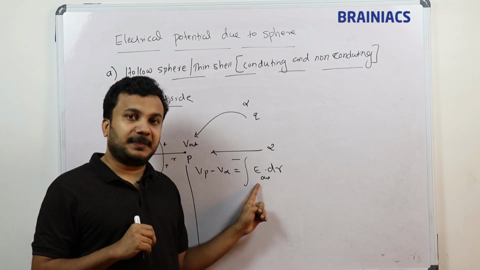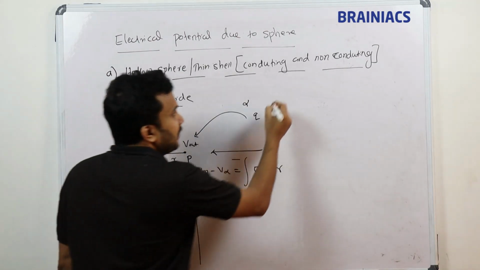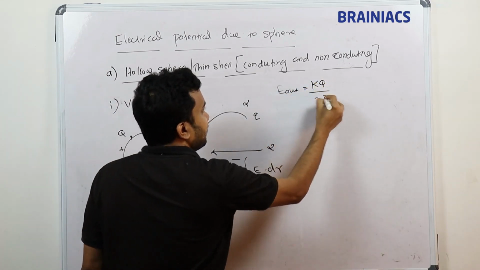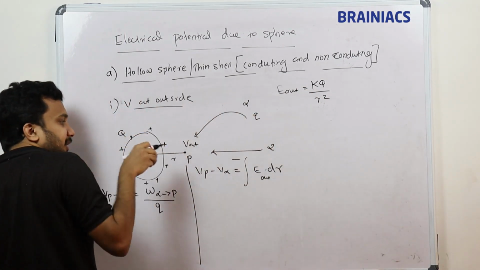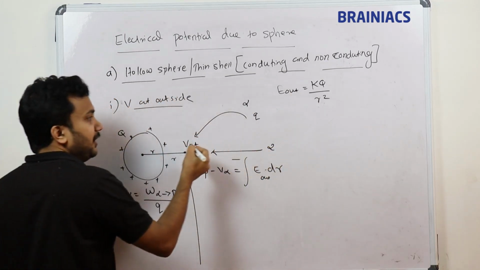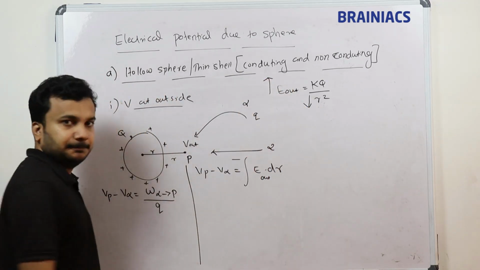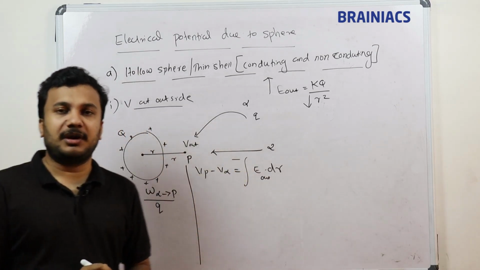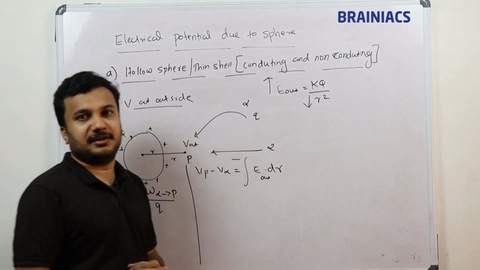But here the electric field's value will be KQ divided by R square. So the electric field outside will be K into Q divided by R square. If you are coming from infinity to this position, infinity means a large value of R. So coming from infinity to P, your R is reducing, so the electric field is increasing. At every millimeter of distance, the electric field is changing. Because of that change, we are using integration.